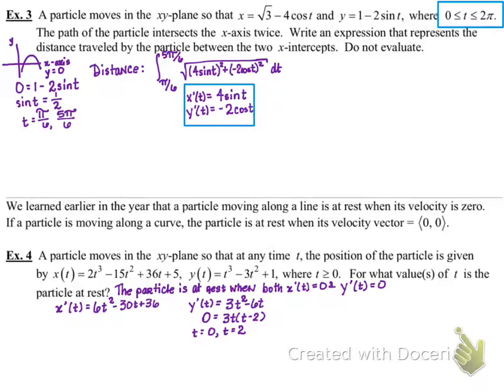So you're going to look at the derivative of x and figure out when that would be 0, and you want either one or both of those values for t to be 0 or 2. And lo and behold, when you factor, you find that the derivative of x equals 0 when t equals 2 or t equals 3. So our answer is obvious. When time is 2, the particle is at rest.